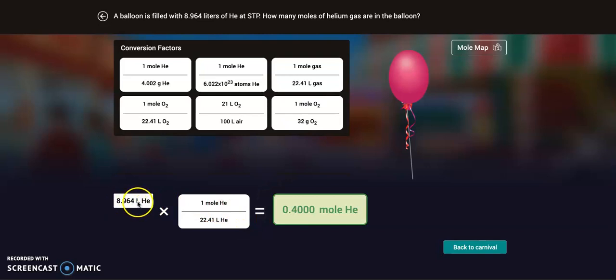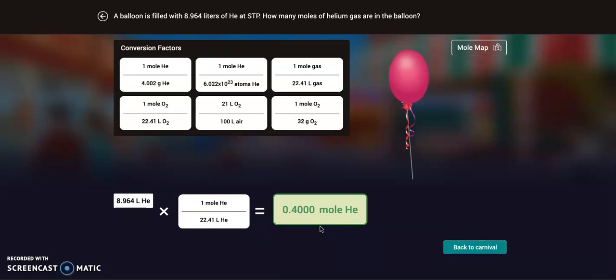So we can see here that we put it in the correct position. Liters are on the bottom. They'll cancel out and you'll get moles. You'll see here how the equation is set up. This multiplied by 1 over 22.41 is just like dividing. So if you were to put this in a calculator, you would type 8.964 divided by 22.41, and it'll give you your value of 0.4 moles of helium.